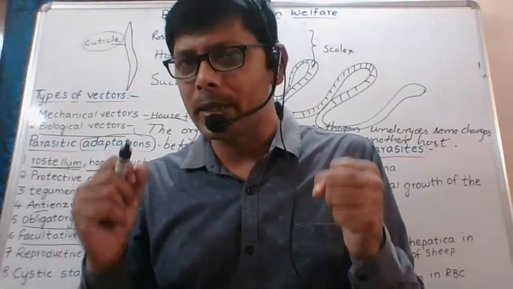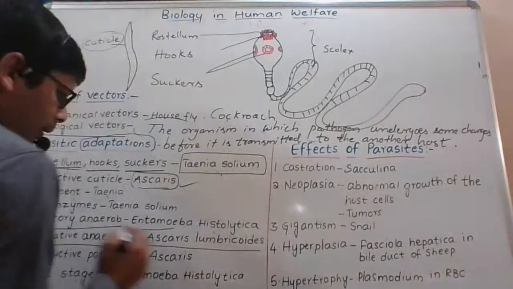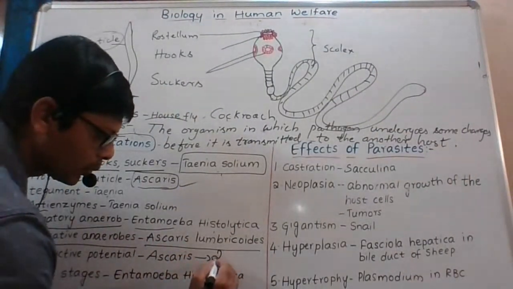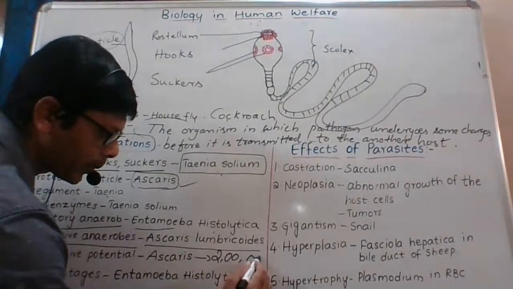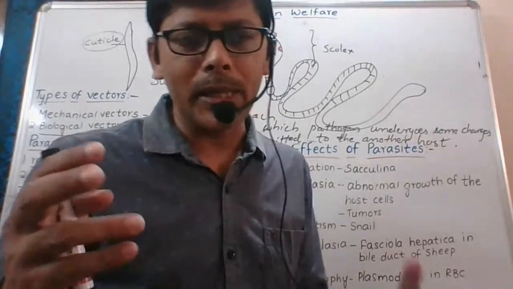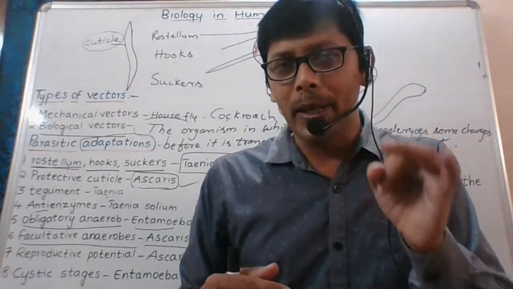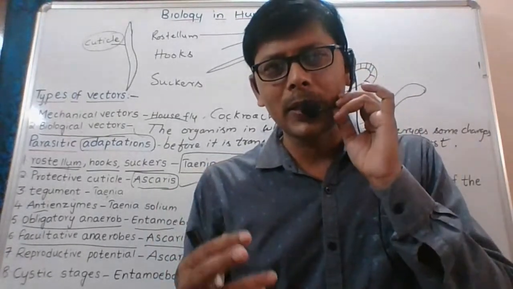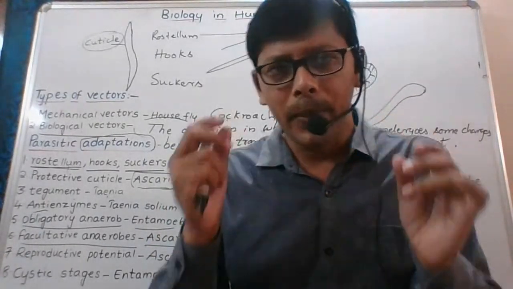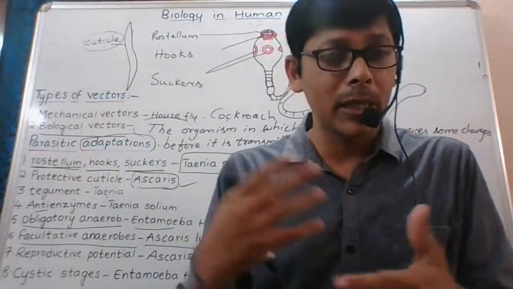I will give you two examples here. Ascaris lumbricoides lays 2 lakh eggs per day. For example, if Ascaris lives in a person, there are male Ascaris as well as female Ascaris. The female Ascaris lays 2 lakh eggs per day.